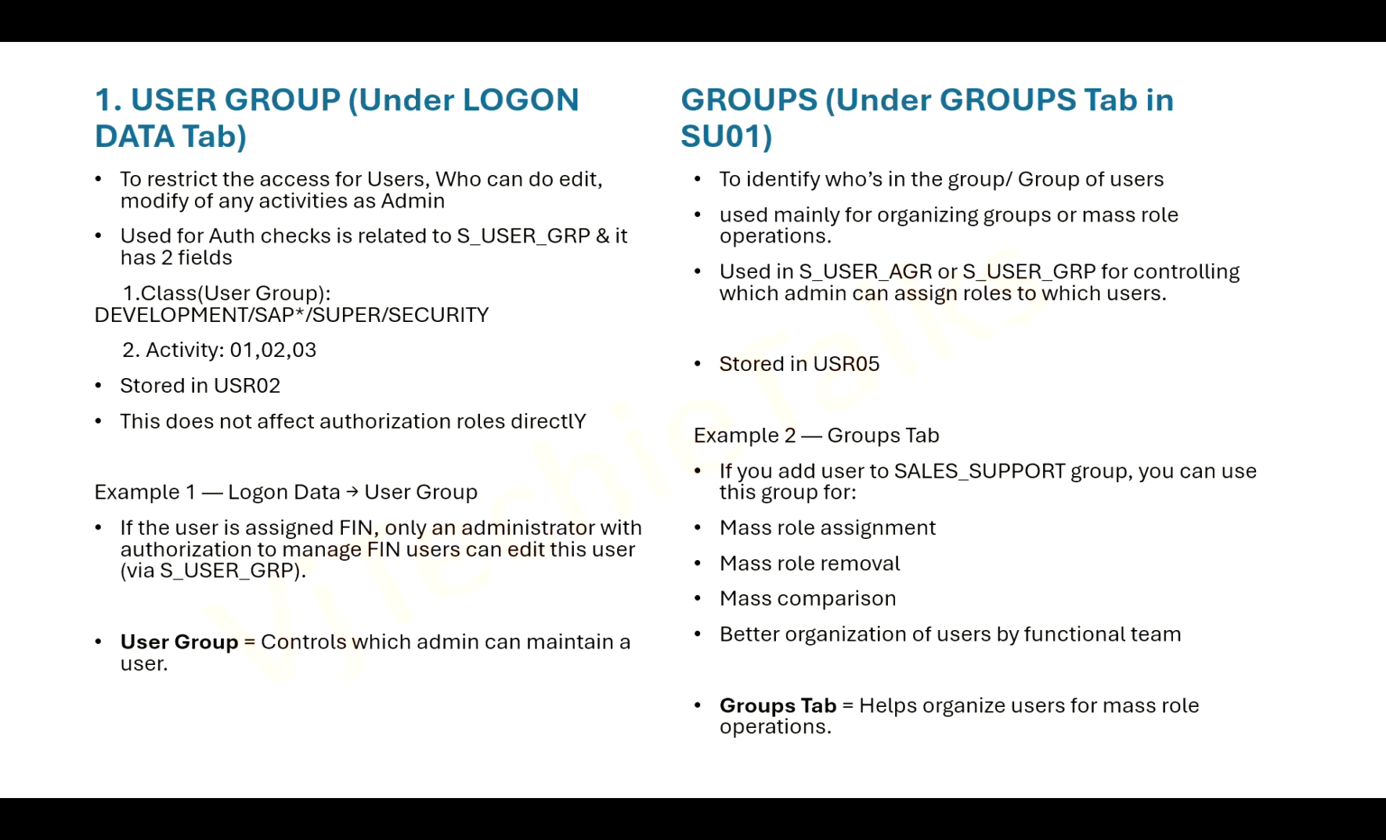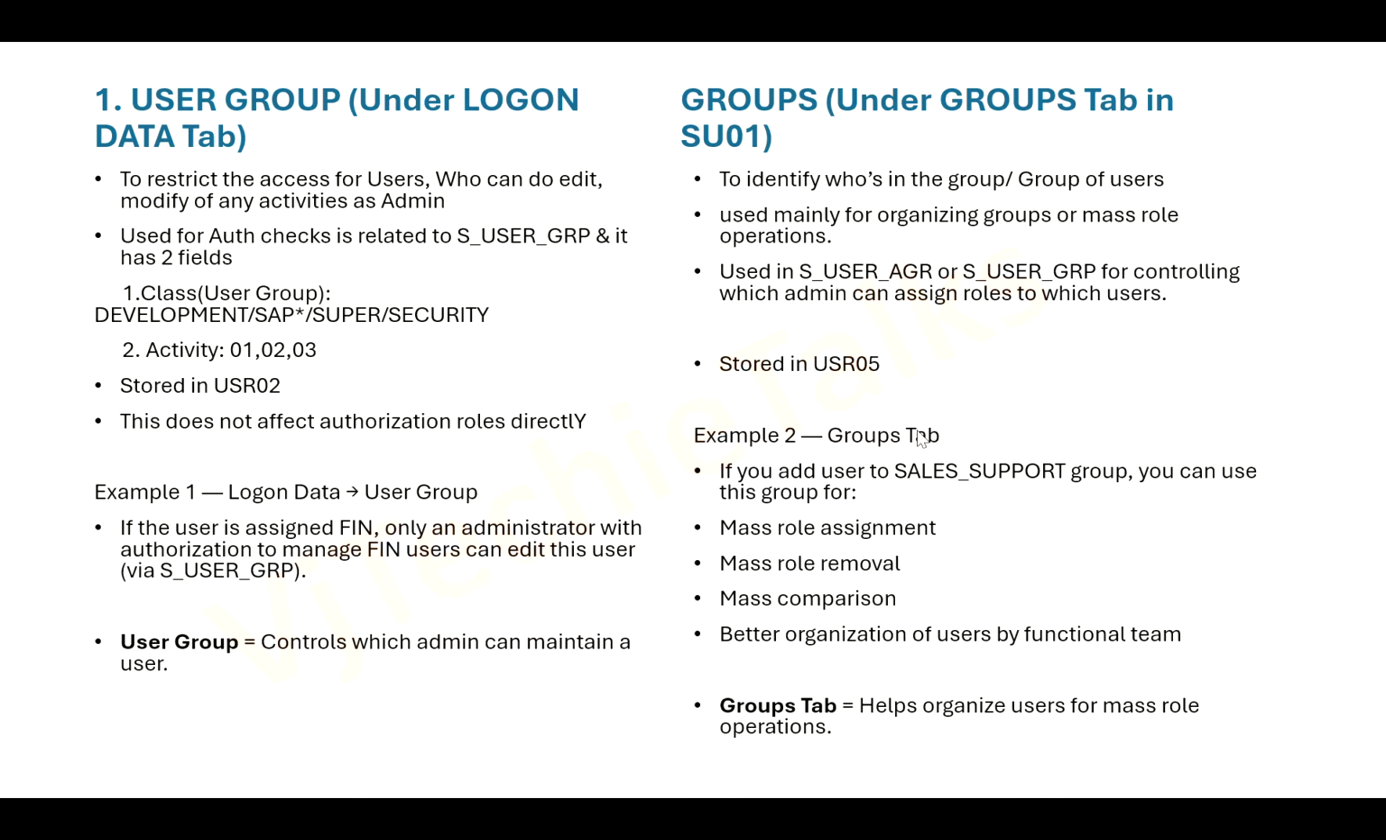Okay. So usually we use it mainly for organization groups for mass role operations. So here it is to group them. Okay, group them, like let's say, as I told, you need to make group one, two, three like that: sales, production, all of that. We'll make a group. Okay, and it is used in S_USER_AGR or S_USER_AGRP for controlling which admin can assign roles to which users. Right? So here, whoever wants to assign or remove roles, whatever activity you want to do, that respective person gets access here. Okay, all these groups will be stored in a table called USR05.